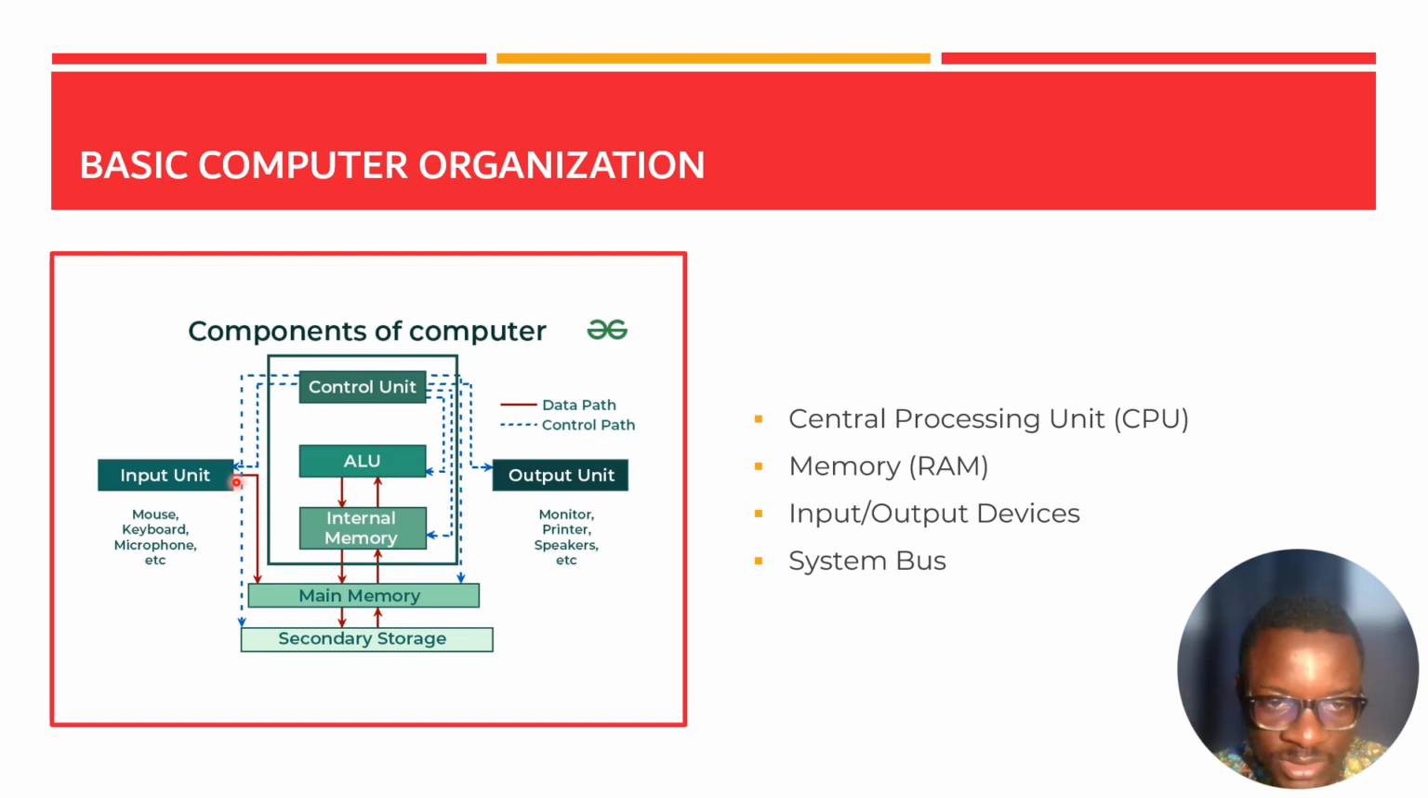So these are our system buses over here. These are the system buses. Then we have the CPU, the input device, and the output unit. Then we have our storage device.